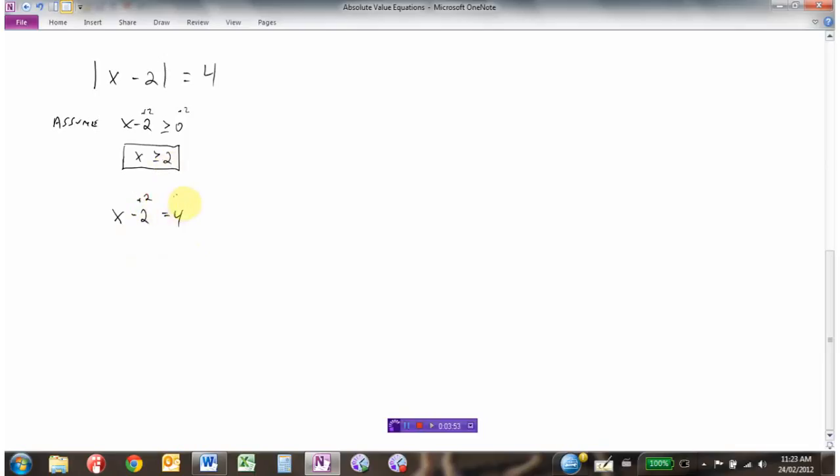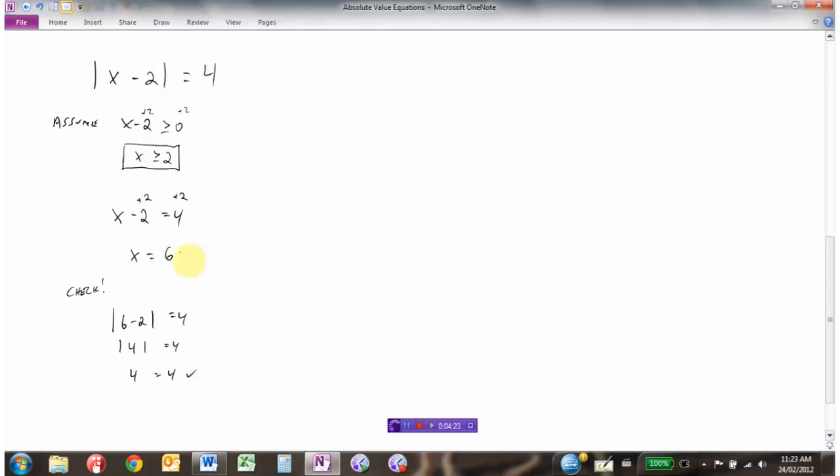So that gives us this very easy equation to solve. We're just going to add 2 to both sides, and we get x equals 6. So if x is equal to 6, when we substitute this back in, let's check. Six minus 2 is 4, and the absolute value of 4 is 4. So we know that x equals 6 is correct.